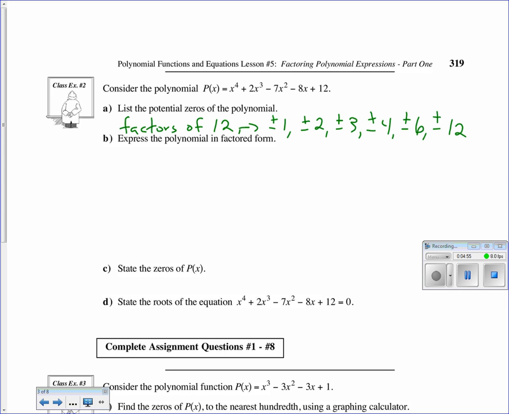Now I'm looking to express the polynomial in factored form, and I'm going to show you a little trick of the trade. I'm going to plug my polynomial into y1, and then I'm going to set my table set value to ask, and I'm going to see if I can find the factors of 12 more quickly. Let's see.